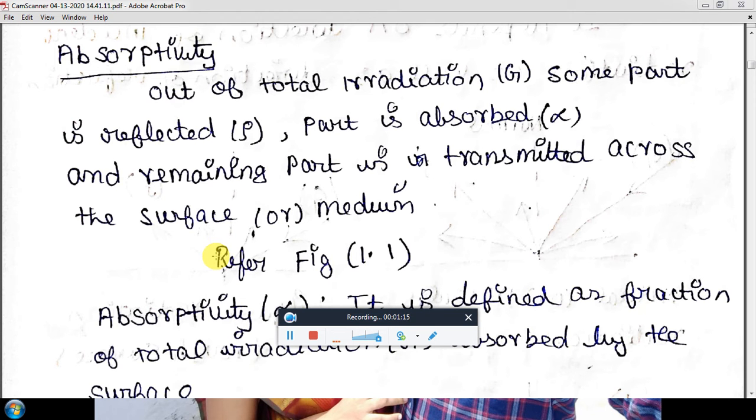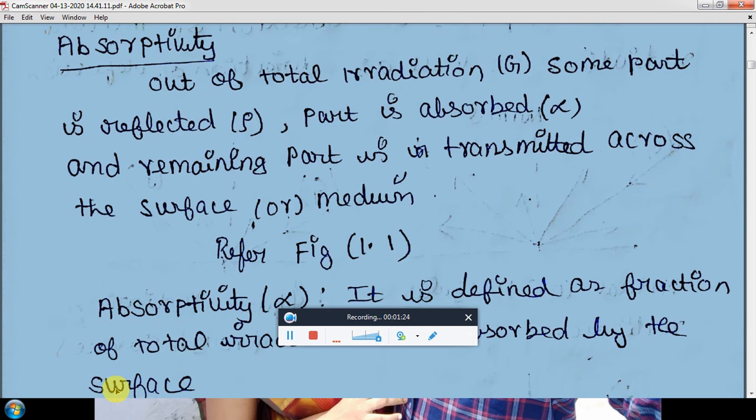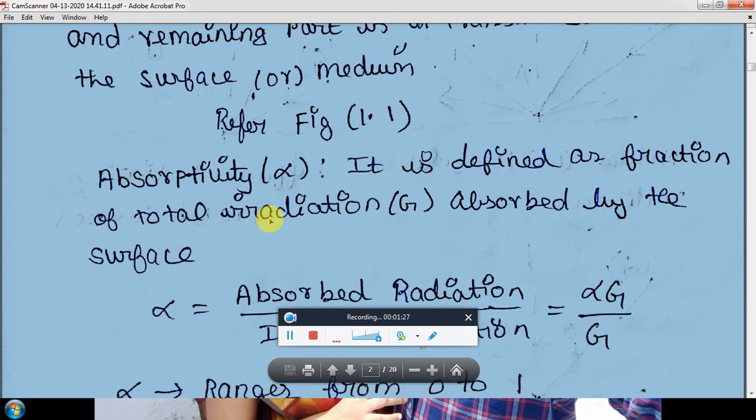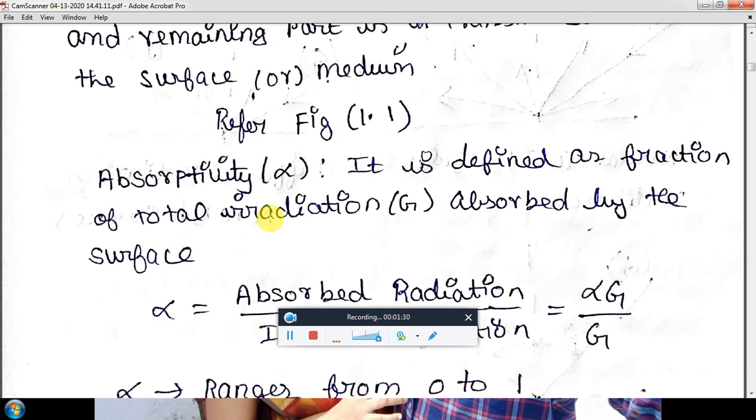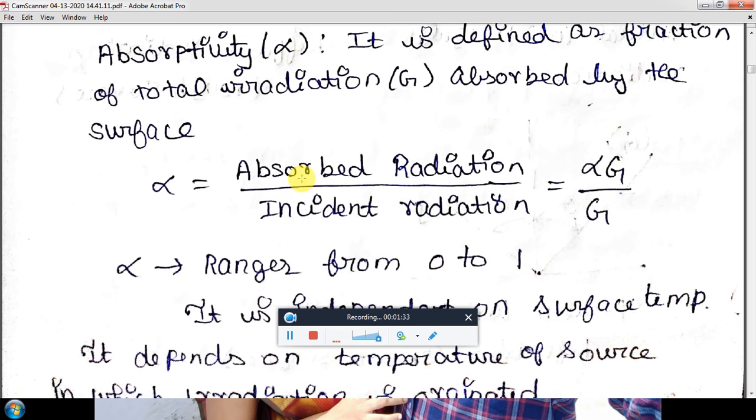The absorbed part is called absorptivity, defined as the fraction of total irradiation energy absorbed by the surface. Absorptivity has the symbol alpha, and alpha is defined as absorbed radiation with respect to total incident radiation, which is also called irradiation. Absorbed radiation is alpha G and incident radiation is G, so alpha G by G is equal to absorptivity.